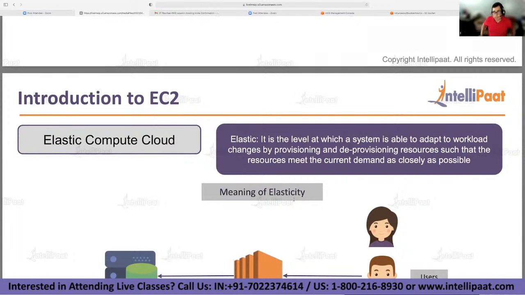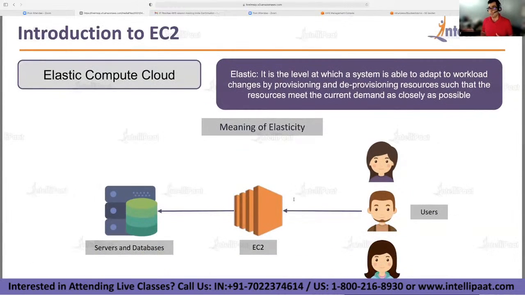So elasticity is the level at which a system is able to adapt to workload changes by provisioning and deprovisioning resources such that the resources meet the current demand as closely as possible. Elastic means that if there's a high demand, you get things very quickly on demand. If you don't need them, get rid of them, right? So it gives you flexibility. In a data center environment, achieving elasticity is a kind of a dream. In your own environment, it is near to impossible because it's very hard to predict how many servers you need to manage a service at a large scale.